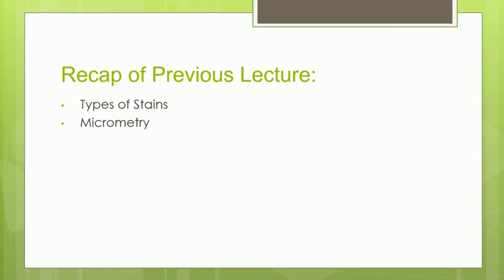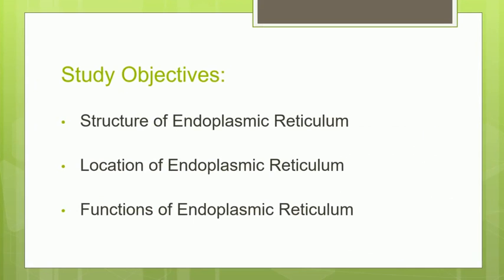Okay, before starting with today's lecture, let's take a brief recap of the previous lecture. In the previous lecture, we studied the different types of stains: acidic stains, basic stains, and neutral stains. Today, the study objective will be to study the endomembrane system. In that, we will study the first organelle, that is endoplasmic reticulum. So we will study the structure of endoplasmic reticulum, location of the ER and functions of the ER.